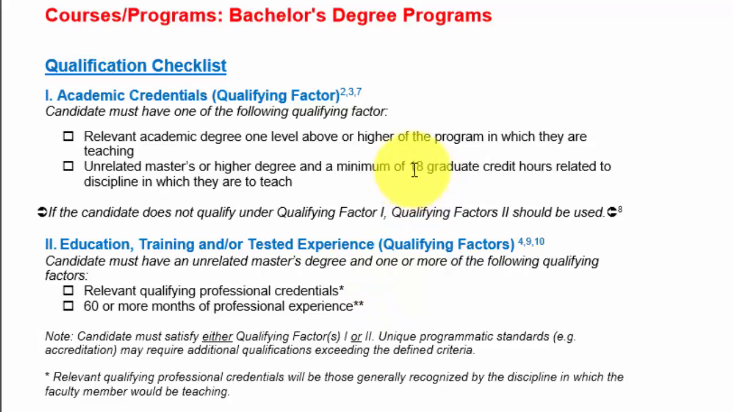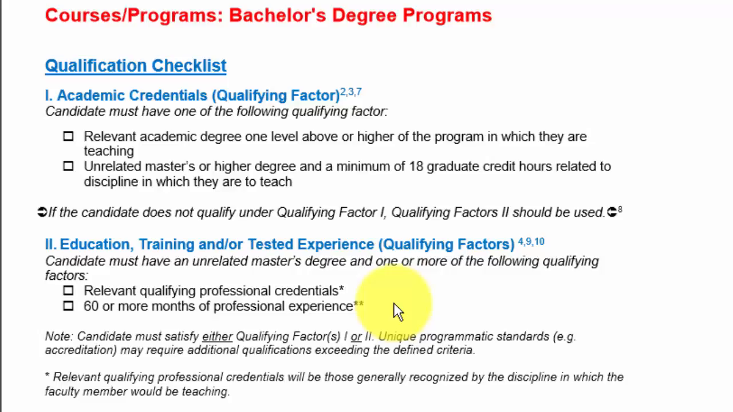So you don't have the 18 graduate credit hours. For whatever reasons you didn't pass through here, and you made it down to here. So you're going to have at least a master's degree, but you don't have the 18 hours of graduate education in that discipline in addition to the unrelated master's degree. So you have relevant qualifying professional credentials, which again we kind of defined before, or 60 months or more of professional experience, which again is very similar to that other document.